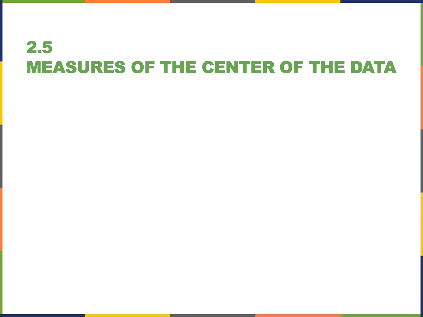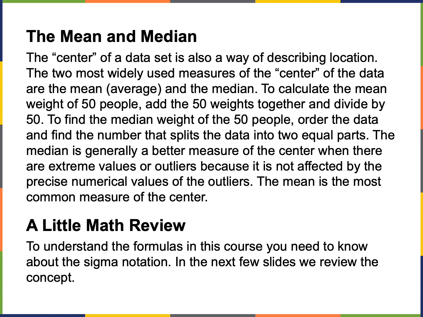Okay, and welcome to section 2.5, which concerns measures of the center of the data. The center of a data set is also a way of describing location. The two most often used are the mean, which we know is the average, and the median, which we know is Q2 or the 50th percentile.